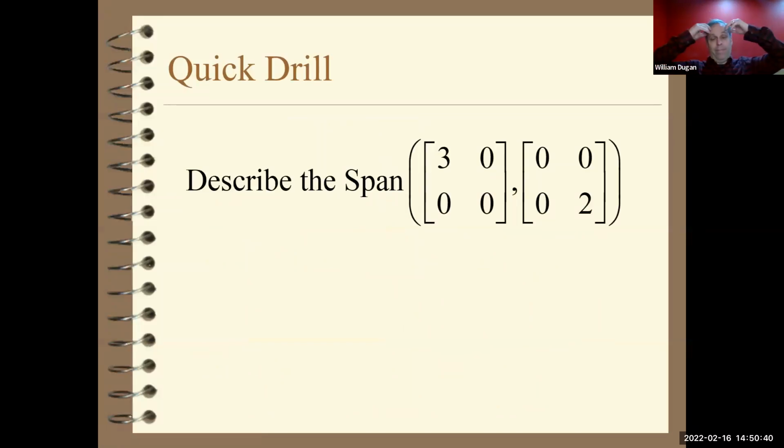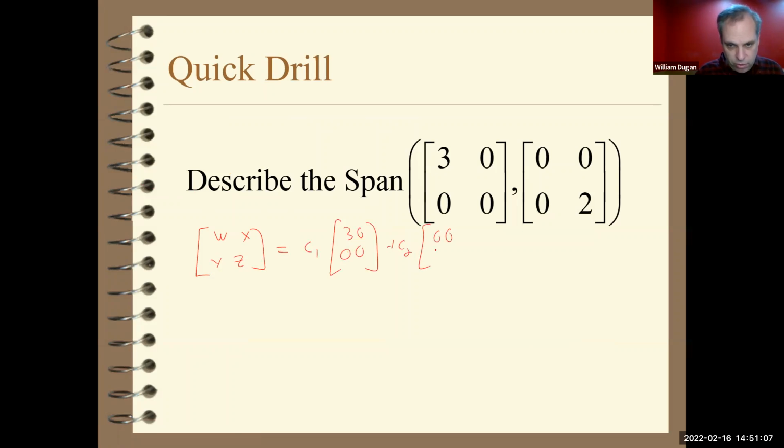So as a quick drill, let's just think it out. I want to describe the span of these two matrices. So think about what happens. The span would be some matrix of the form W, X, Y, Z, and it would be C1 times 3, 0, 0, 0 plus C2 times 0, 0, 0, 2. If you just add the right-hand side, that would be 3 times C1, 0, 0, and 2 times C2. So think about it. C1 and C2 could be anything.